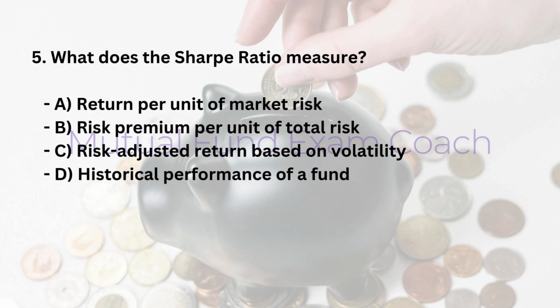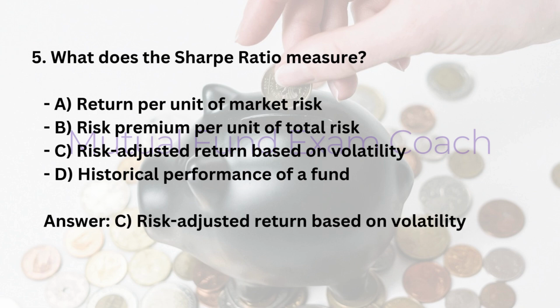5. What does the Sharpe ratio measure? A. Return per unit of market risk. B. Risk premium per unit of total risk. C. Risk-adjusted return based on volatility. D. Historical performance of a fund. Answer: C. Risk-adjusted return based on volatility.